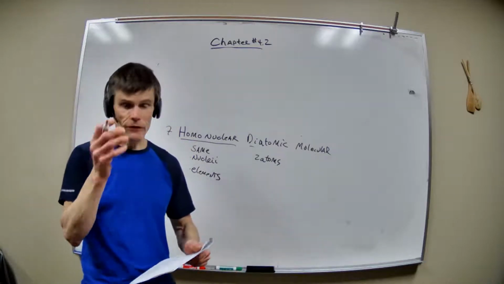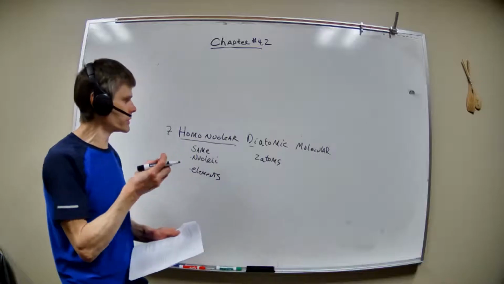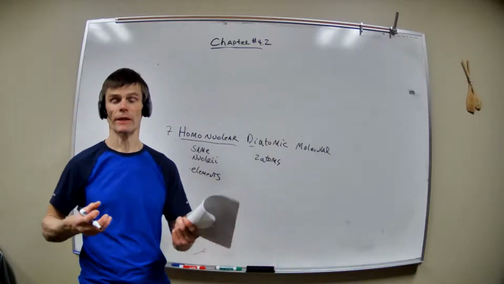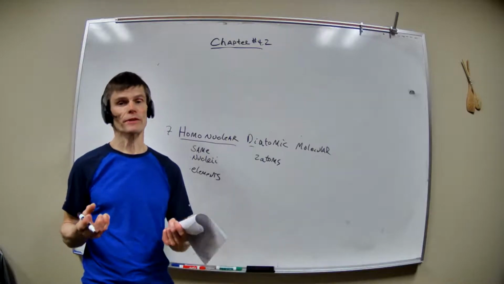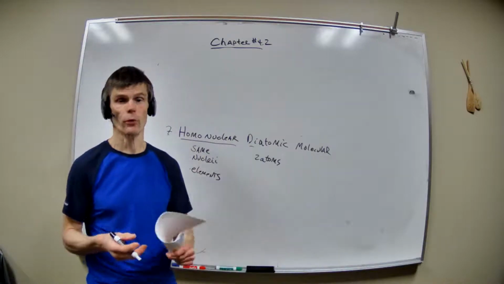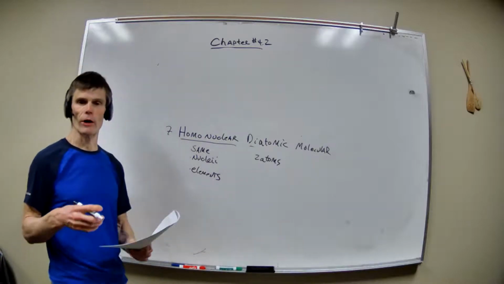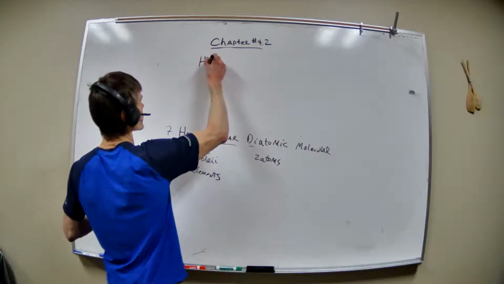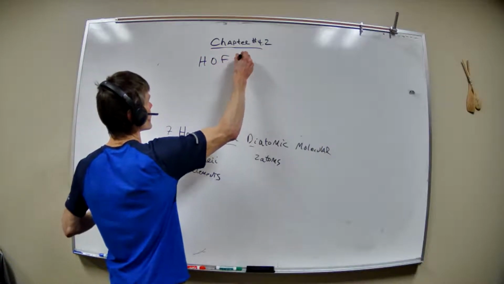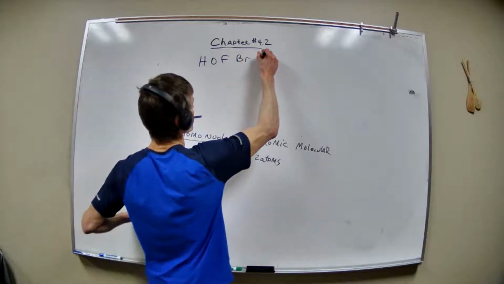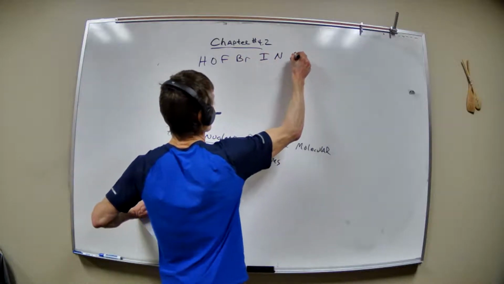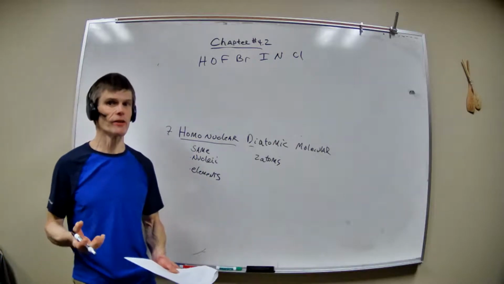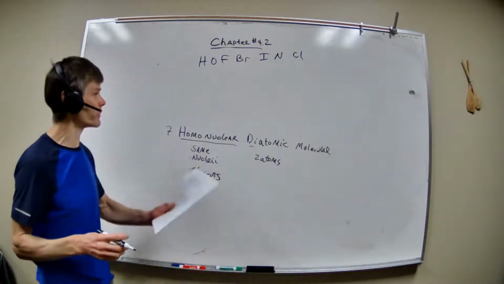And these homonuclear diatomic molecules, this is how they exist in the environment, in our universe. In other words, this is how they exist in their elemental form. And I have a mnemonic to help us identify them. Hofbrinkel. And it is important to know these. Hofbrinkel is a good mnemonic to remember our 7 homonuclear diatomic molecules.